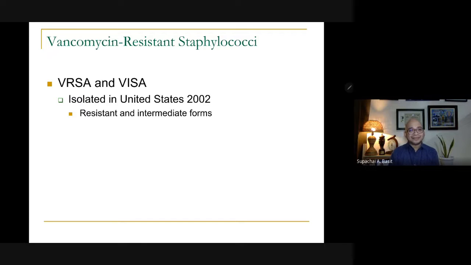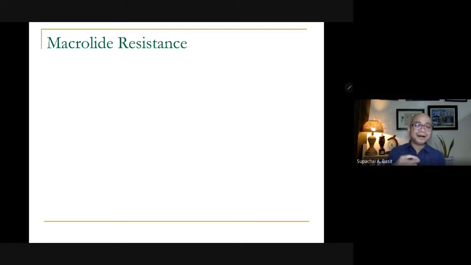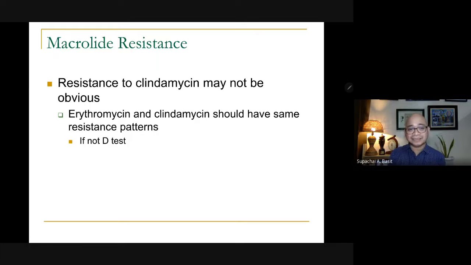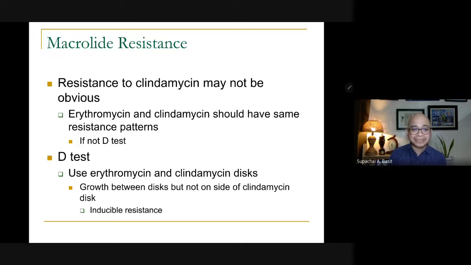And we also have the vancomycin-resistant Staphylococcus aureus and the vancomycin-intermediate Staphylococcus aureus, the resistant and intermediate forms. Kind of dangerous because vancomycin is our drug of choice in cases of MRSA. Macrolides, what are macrolides? These are erythromycin, azithromycin. There is also reported macrolide resistance to clindamycin, although it may not be obvious. Okay, so erythromycin and clindamycin, since both of them are macrolides, they would have the same resistance pattern.